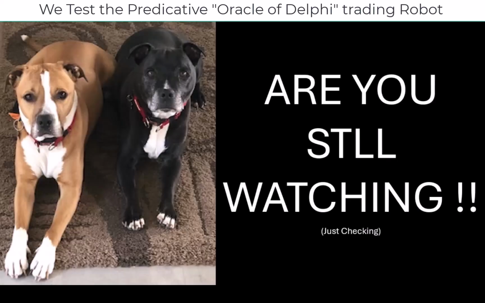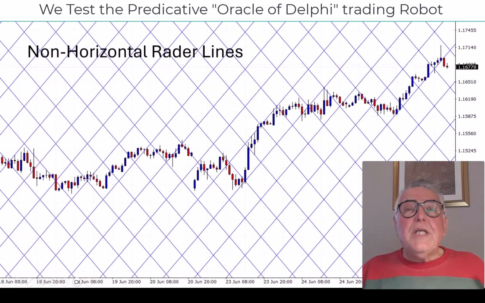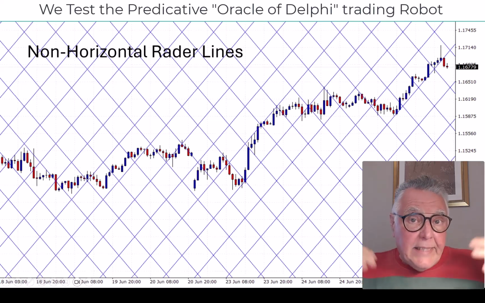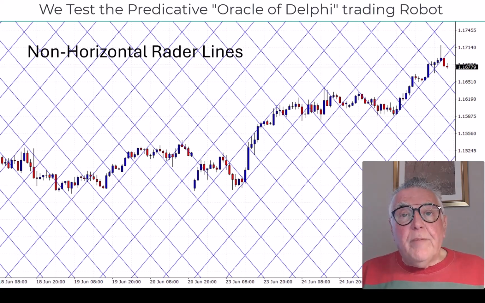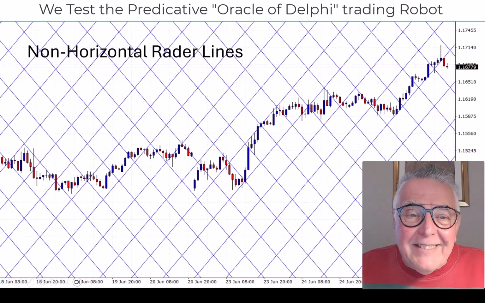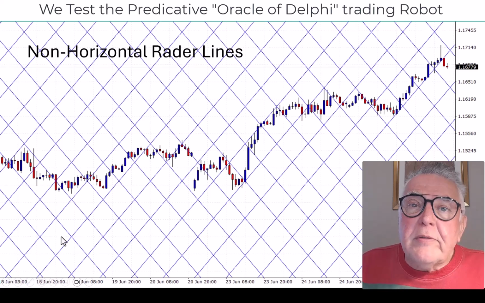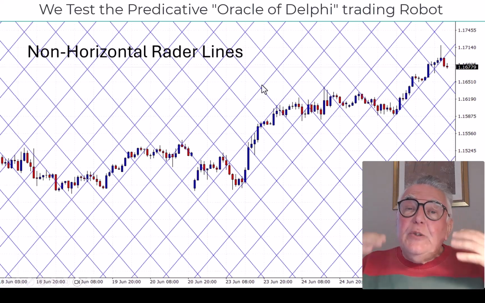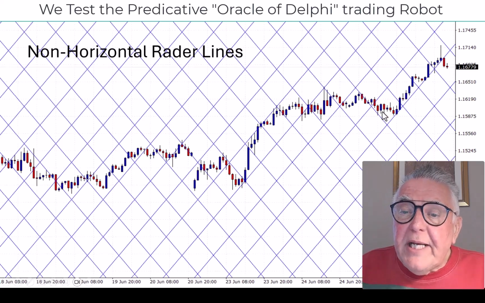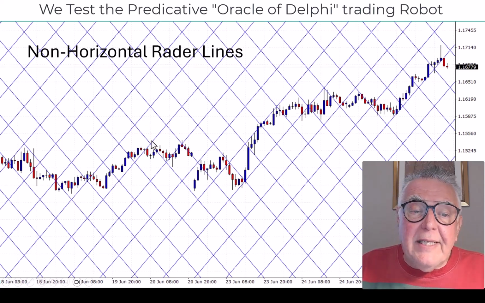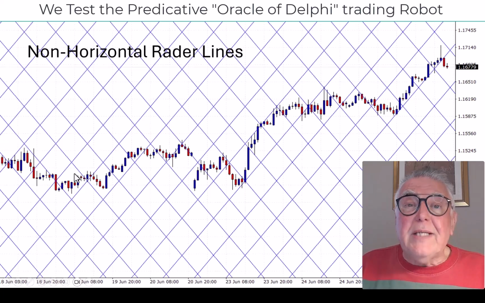Okay, so how do we get these radar concepts out on the trading charts? We actually set non-horizontal and horizontal radar lines on the actual chart. Now, these might look random to you, but they actually create channels where the price likes trading in. And the channels can go downwards and they can go upwards.